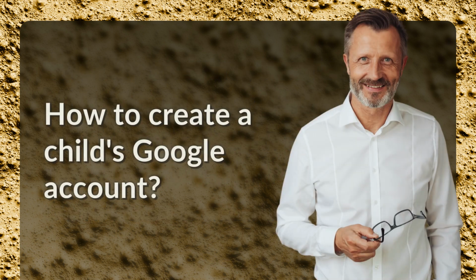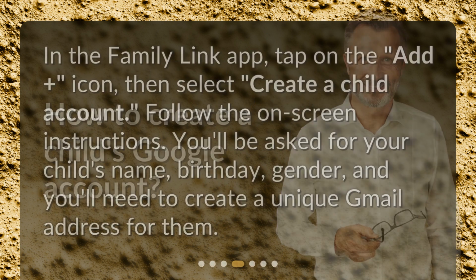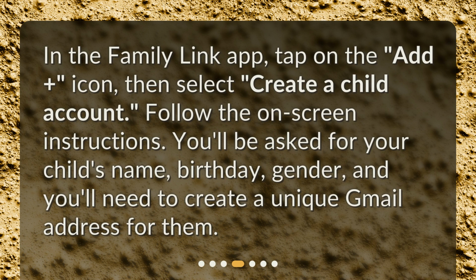How to create a child's Google account? In the Family Link app, tap on the Add Plus icon, then select Create a Child Account. Follow the on-screen instructions. You'll be asked for your child's name, birthday, gender, and you'll need to create a unique Gmail address for them.